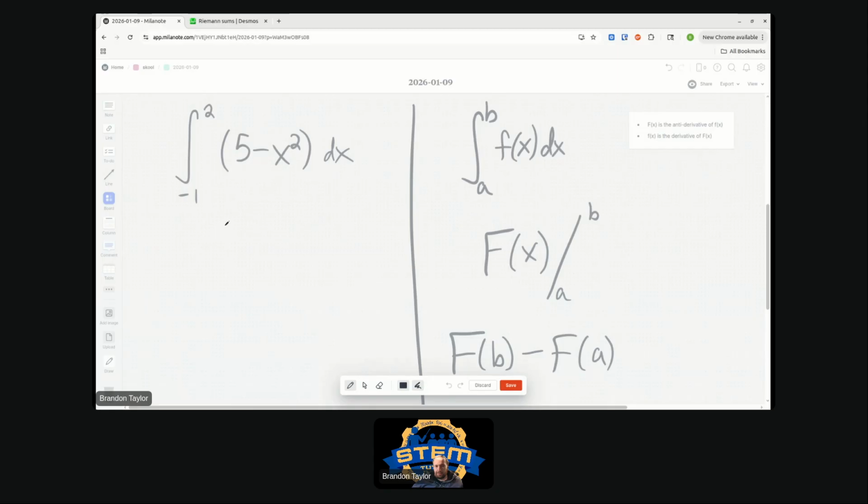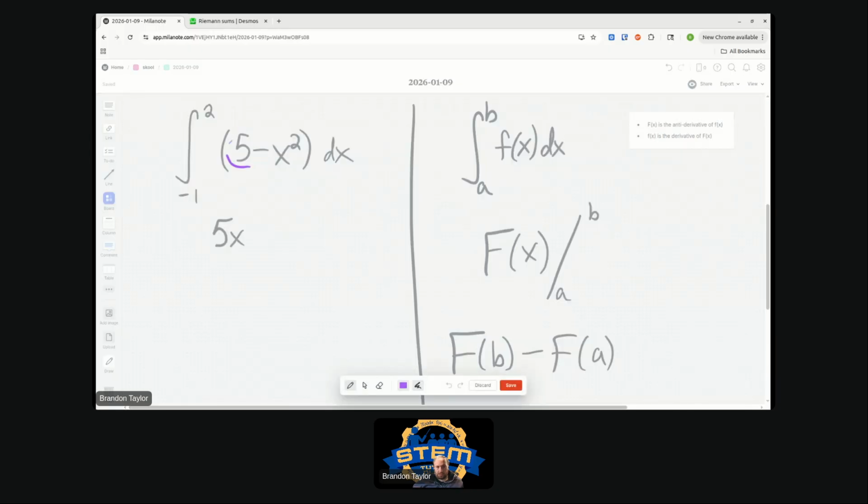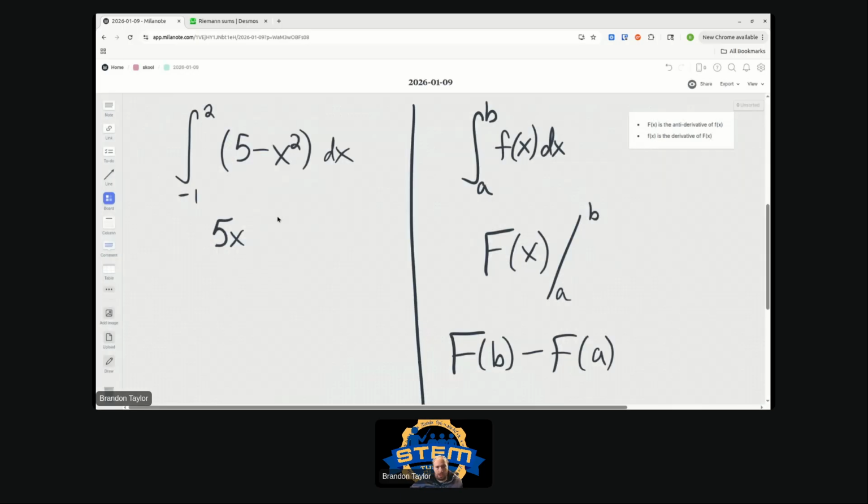The answer, if you think about it, is 5 times x, right? Because if you have 5 times x and you take the derivative of that, that will equal 5. So you can word it two ways. You can say 5 is the derivative of 5x, or you can say that 5x is the antiderivative of 5. Both of them are valid.